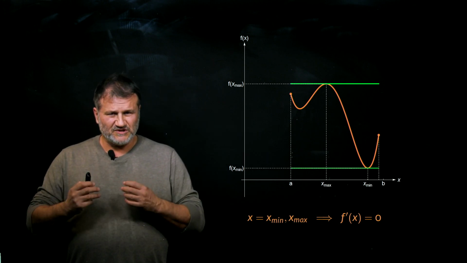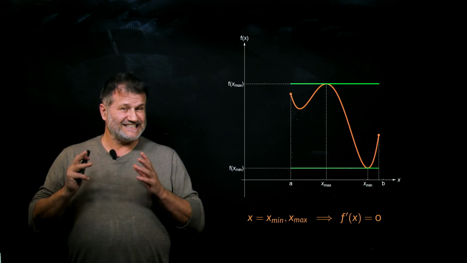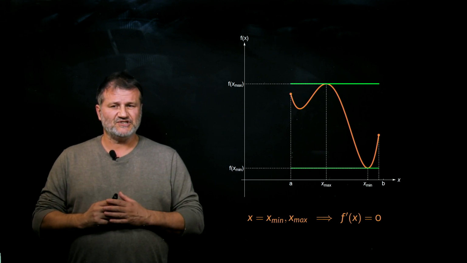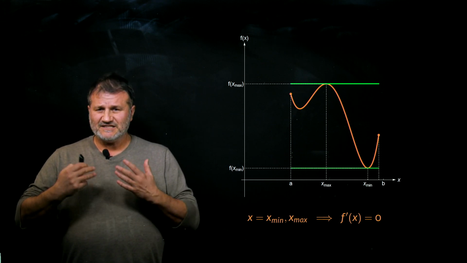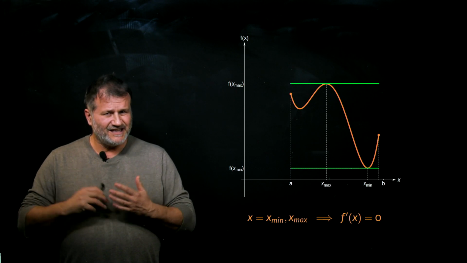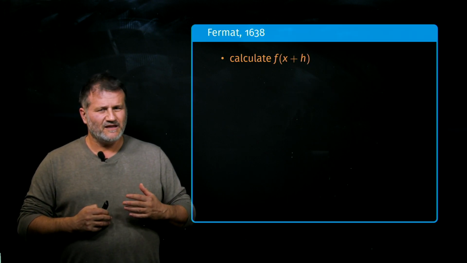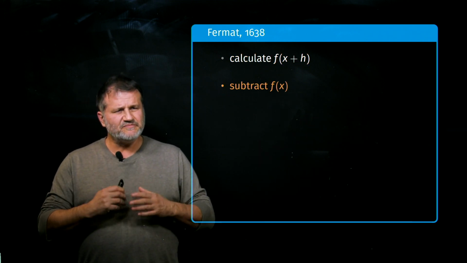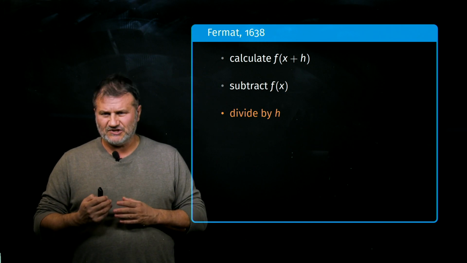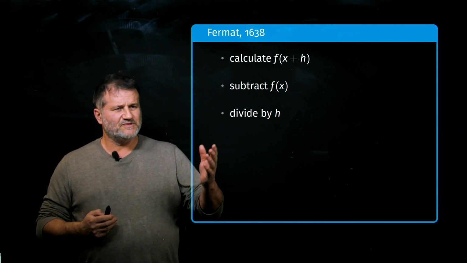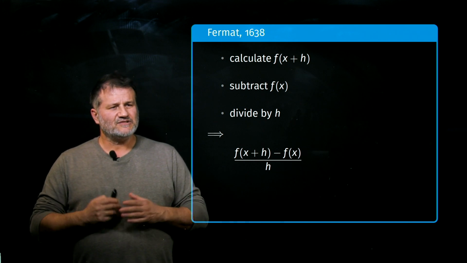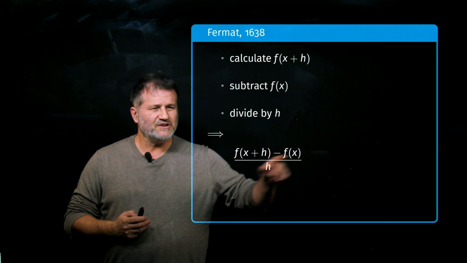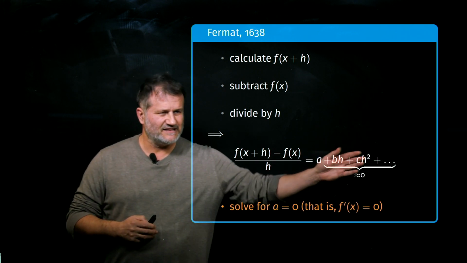One of the first to note this observation was Fermat in 1638, about 50 years before Newton introduced differential calculus. Fermat expressed this condition, describing it in words as follows. So you should start calculating f of x plus h, then you subtract f of x and divide by h. So far, you computed this ratio. Now, since Fermat was working with polynomials, this quantity will be a polynomial in h, so something like this.